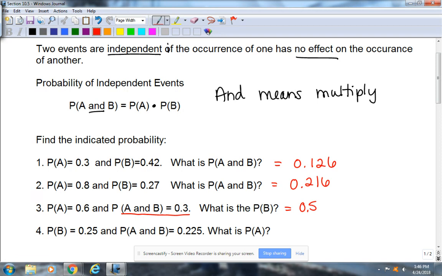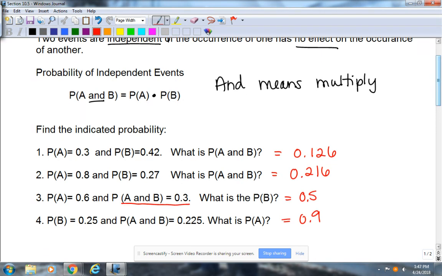So same thing on number 4, except this time they gave you B and A and B, and you got to find the probability of A. So how do we do that? Right, we do 0.225 divided by 0.25. I trust you. My fingers are just not working. Get 0.9? Any questions? All right. So there's how you do the math.